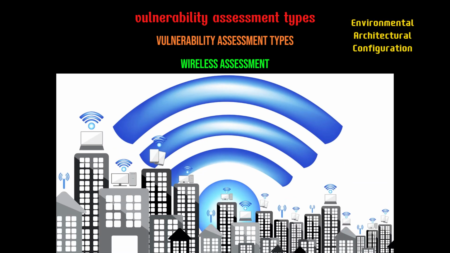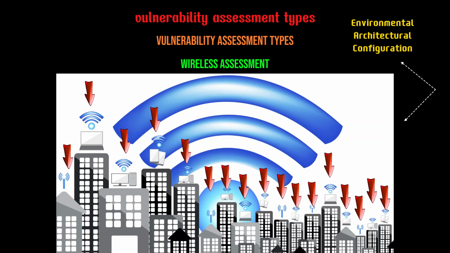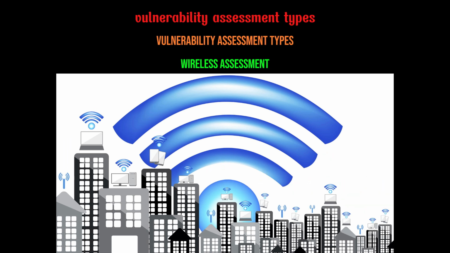Number 1. Wireless assessment. Wireless assessments look at a variety of environmental, architectural, and configuration factors that have a direct impact on the security and functionality of your current wireless setup. This includes reviewing all of your wireless access points and how they spread throughout your environment. This would also include assessing physical installations, such as access point mounting and orientation.